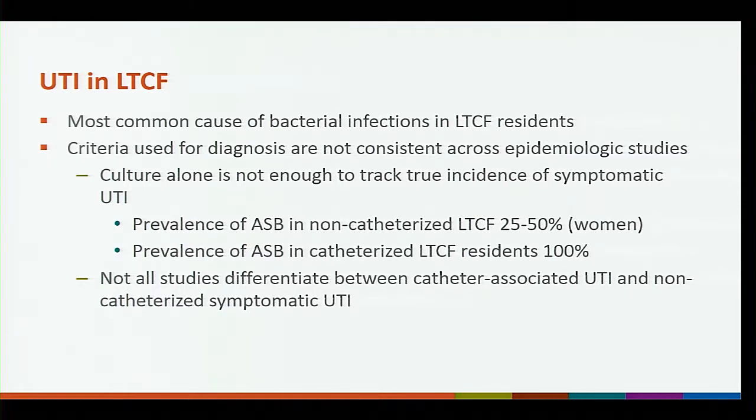Again, these are just points that I like to discuss with my colleagues or other clinicians in long-term care. And I know we all know this, but it's something I think we continue to have to remind others. Again, that culture alone is not enough to track the true incidence of symptomatic urinary tract infection. And I like to tell people these numbers because I think they're pretty impressive, right? So up to 50% of women in long-term care will have asymptomatic bacteriuria, or ASB. And I don't think a lot of people realize that it's actually that high of a rate. And I apologize, I didn't put the reference here, but I will add that. And then it approaches 100% in catheterized residents.